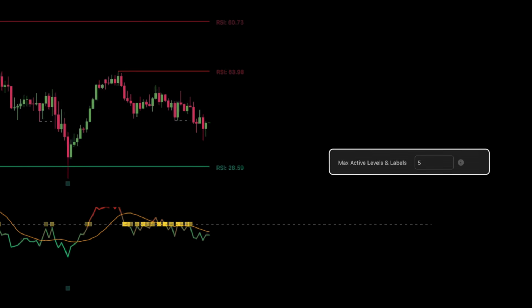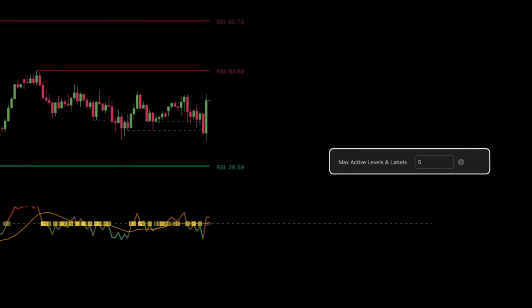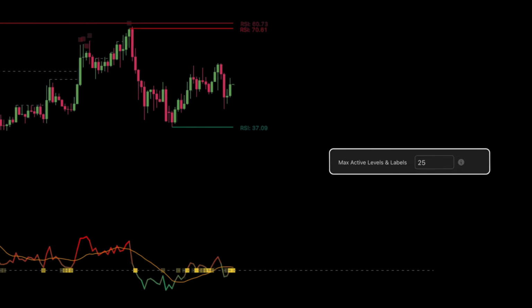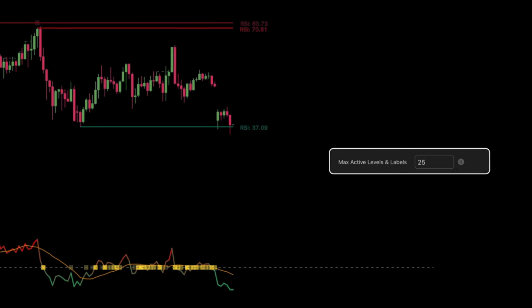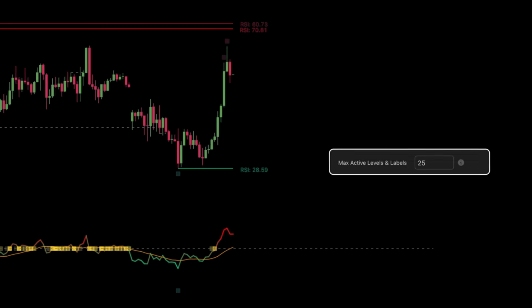So on defaults, you're not looking at the levels on this chart. You're looking at the 5 most recent ones. Push it to 20 or 25, and the older ones come back. And on most charts, a few of those are sitting exactly where price is about to trade.